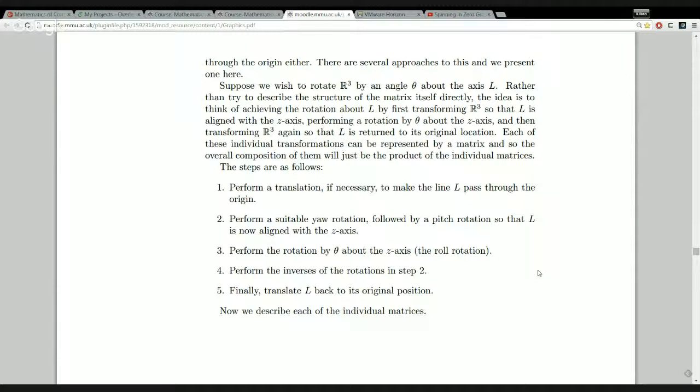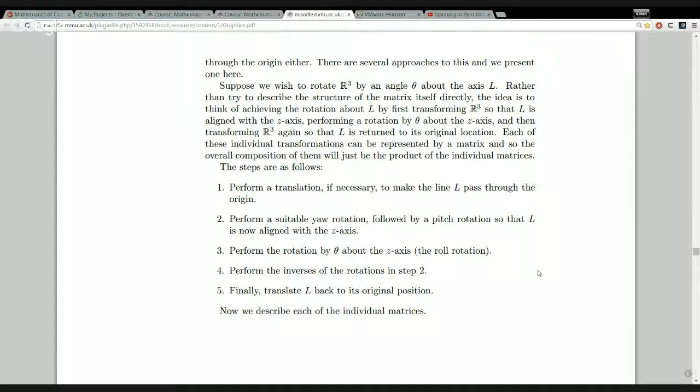So now I want to undo those first few steps I did. I have to undo them in the reverse order. So I rotate everything around the z-axis, then I undo the pitch rotation, I undo the yaw rotation, and then undo the translation, sending the line back to its original position. But because of the z rotation by angle theta, everything else will now be rotated by an angle theta around the original rotation axis that I wanted to rotate.